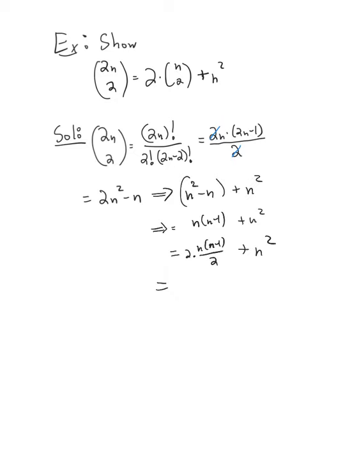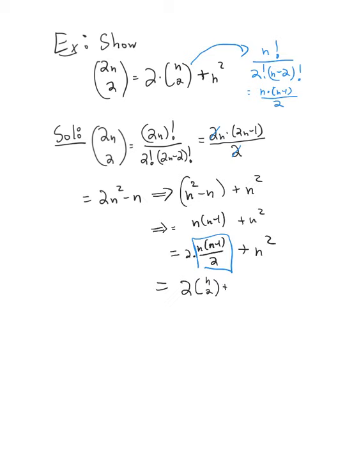And the reason I did that is because I know what I want my expression to look like. I know this needs to be n factorial over 2 factorial n minus 2 factorial, which is n times n minus 1 over 2. So I know what this looks like. There it is. So this is the same thing as 2 times n choose 2 plus n squared. So we're done.